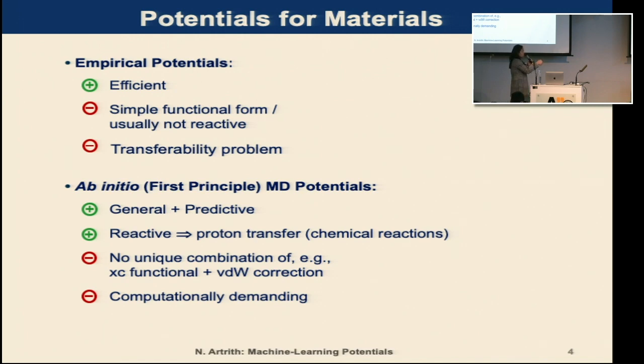And then the next one, the first principles, or ab initio, potentials. It is general and also predictive and reactive, and can describe chemical reactions. But sometimes the functional is also limited. For example, if you want to use first principles methods for metals and also some kinds of organic molecules, you don't get the same functional describing both in the same system. And also, if we want to go to very large scale, it's very expensive.